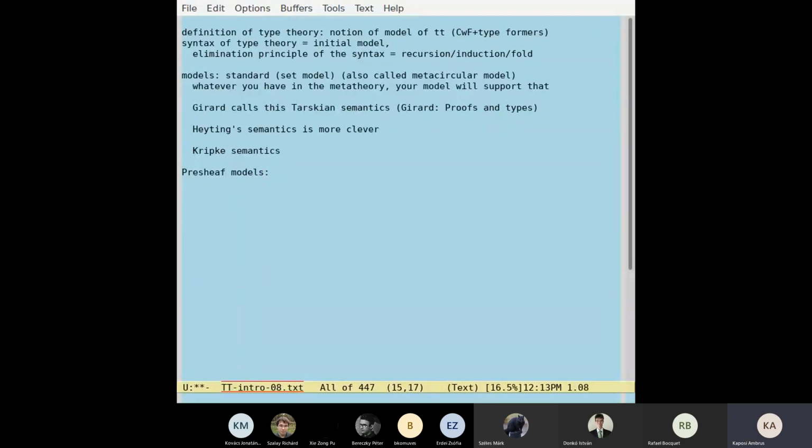And we've already seen one. The families model that Raphael talked about last time is a special case of this. The standard model is also a special case as well. So the families model and the standard model are special cases.